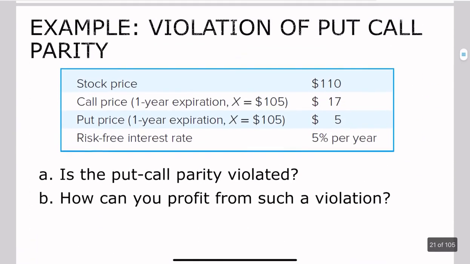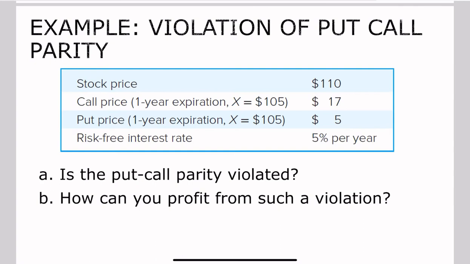Okay. Now let's see a very interesting problem about the put call parity. You might wonder, hey, what happens if there is a violation of this put call parity theorem? So now let's see this example here. First, let's see whether these numbers violate the put call parity theorem. Second, let's see what can you do if there is a violation.